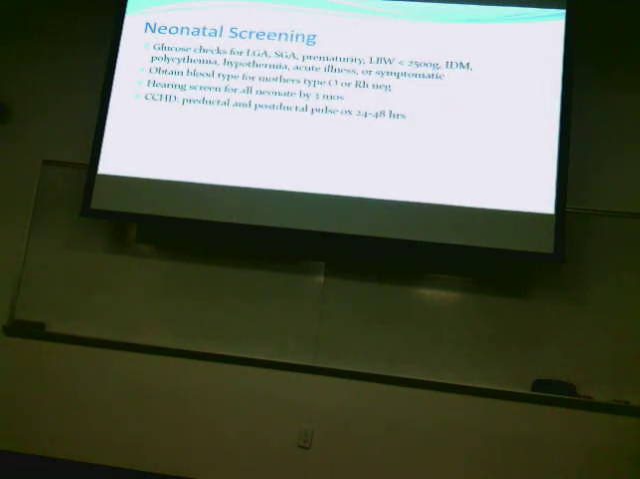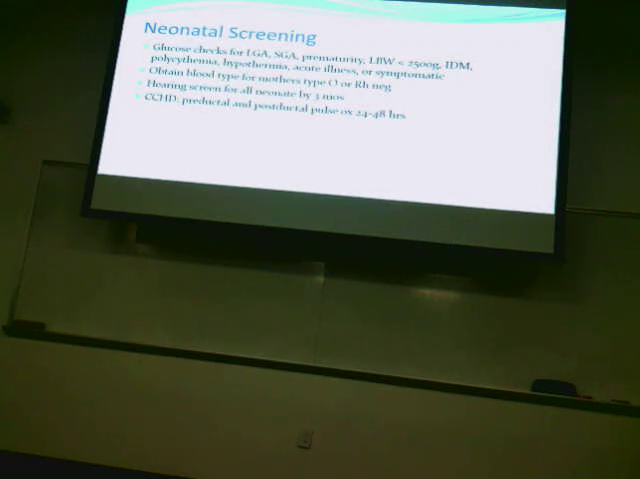All right, other screening things are glucose checks. So we don't do glucose checks for every baby, but the ones we want to do it for, we're concerned about hypoglycemia, is going to be on LGA babies, SGA babies, prematurity, low birth weight less than 2,500 grams, infants of diabetic mothers, obviously high risk of that, polycythemia, hypothermia, acute illness, or if they're symptomatic. Those are the reasons we want to check the glucose for.